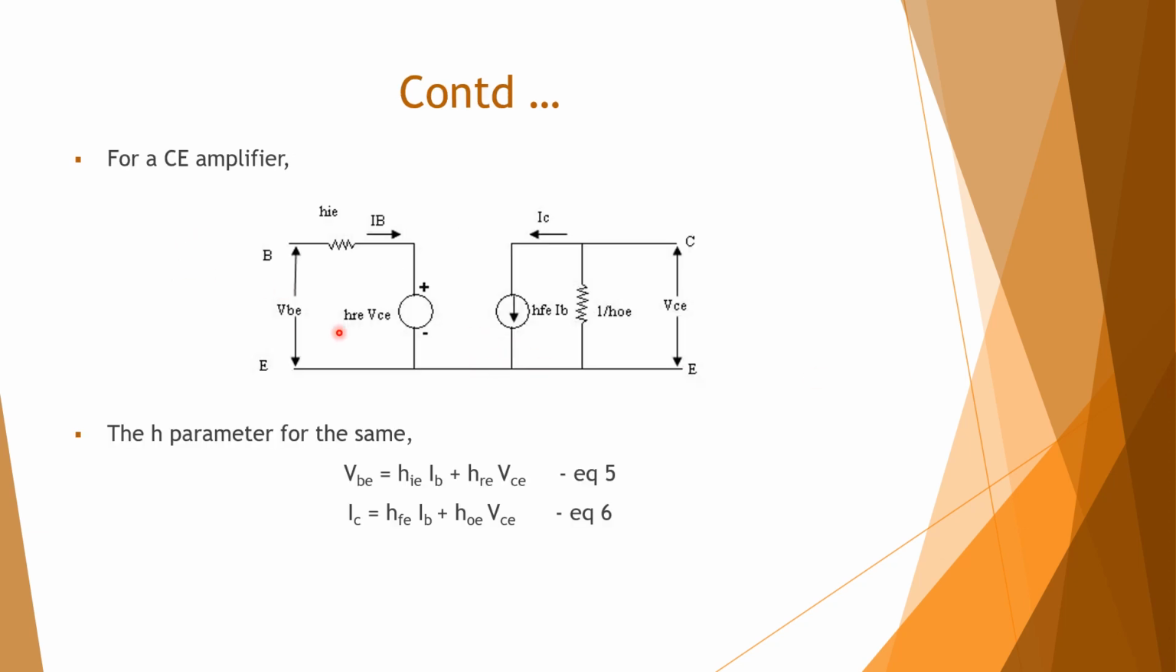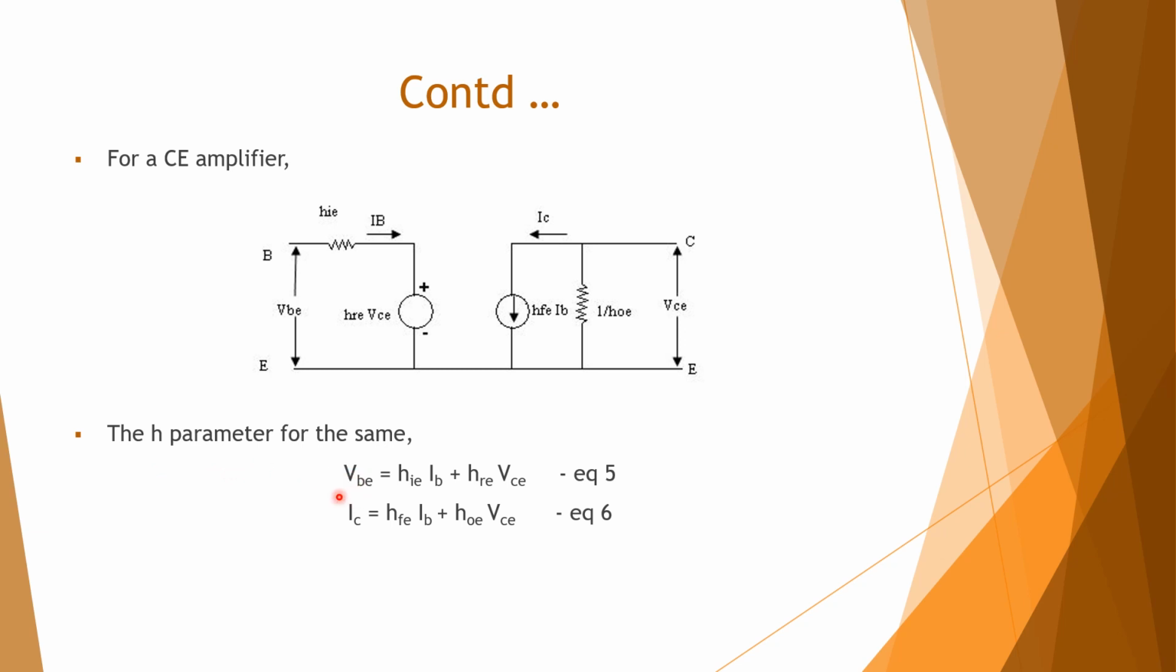So for a CE amplifier, this is the circuit. This is the H parameter equivalent circuit. For a CE amplifier, this is HIE and HRE VCE. That's the reverse voltage gain, and this is the forward current gain HFE IB, and this is the output conductance, that is HOE. 1 by HOE is the output resistance, and that's the parameter for the same.